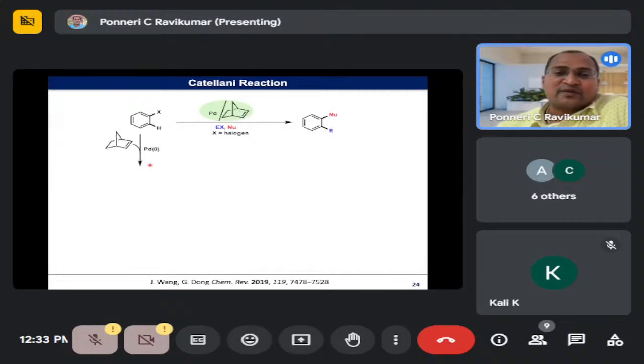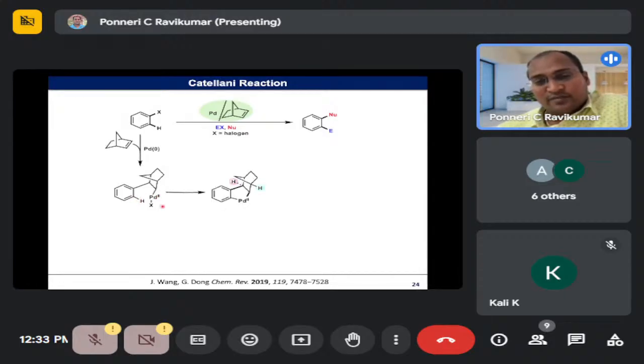The first step is palladium inserts between this carbon-halogen bond and then adds to this double bond and forms this intermediate. This intermediate then activates the CH bond to give this metallacycle. Now this metallacycle has two beta hydrogens.